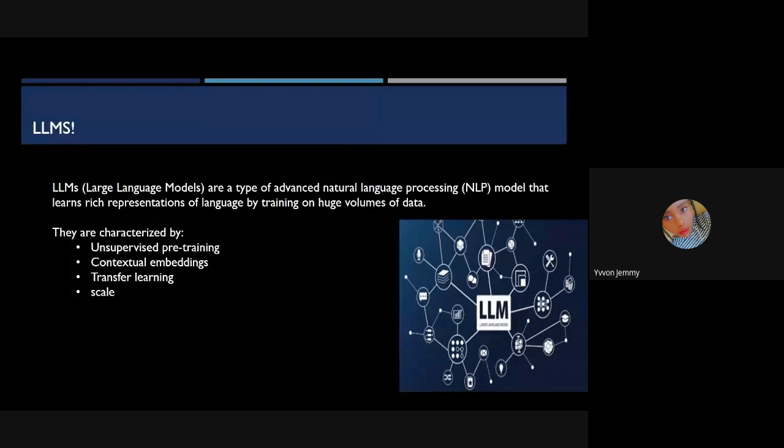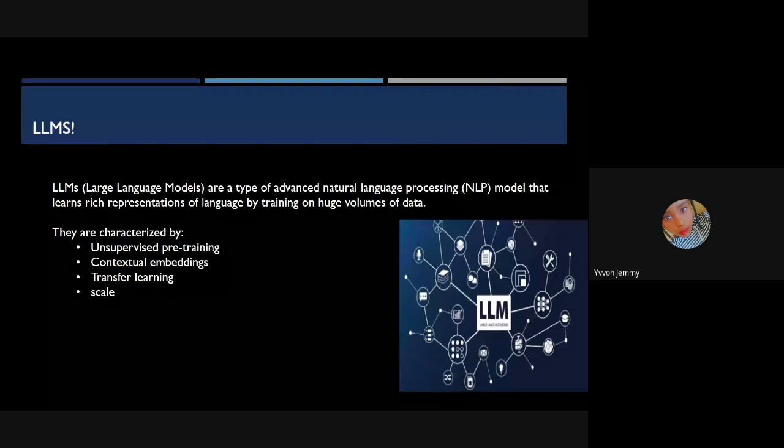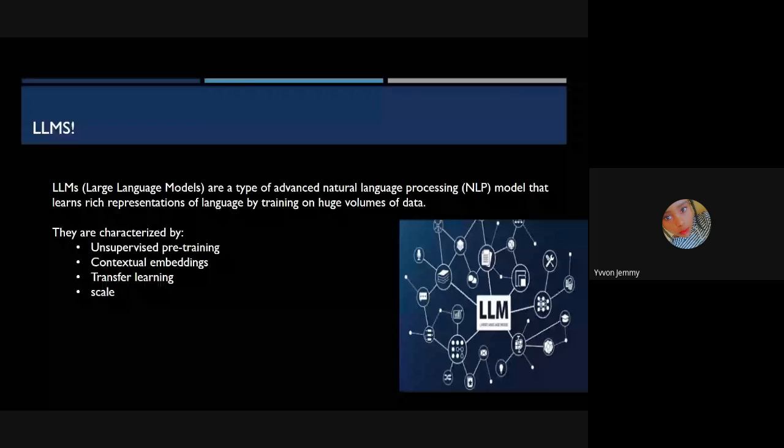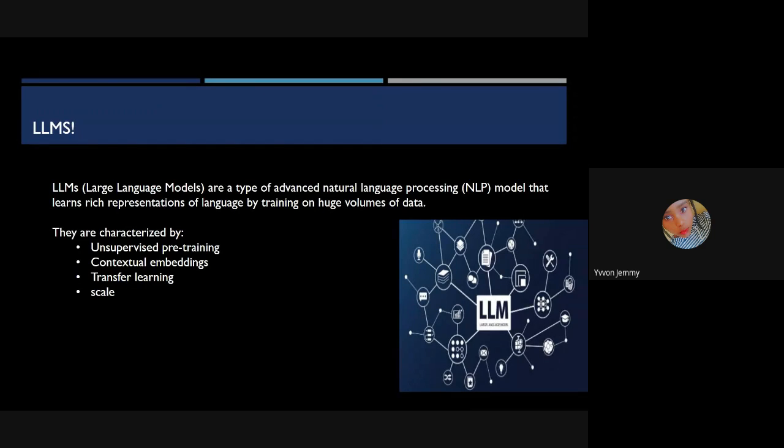You have transferred the knowledge it has gained from learning about cars and replaced cars with trees. And then there is scale. LLMs, as we have said, have been trained on a very large data set. For example, BERT has been trained on so many articles in Wikipedia, like the whole of Wikipedia has been used to train BERT. That is why it is performing very well.